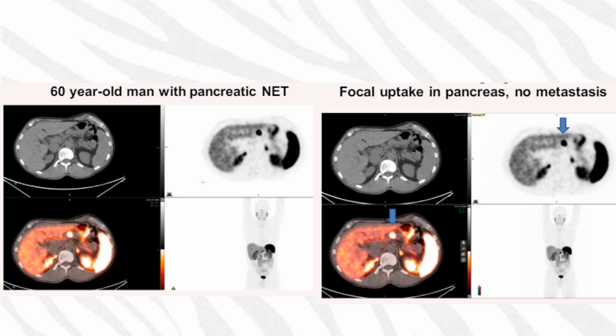So this is a 60-year-old man with pancreatic neuroendocrine tumors and focal uptake in the pancreas with no metastases. The arrow there is pointing to the focal uptake in the pancreas.